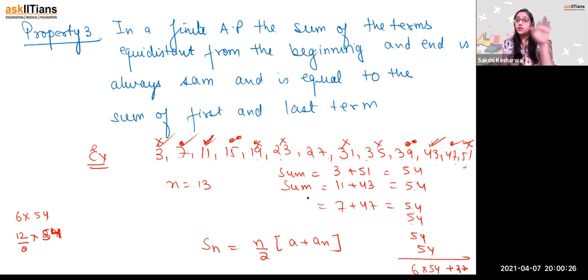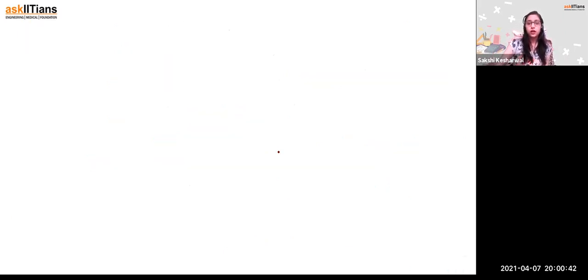Because there were 13 terms. If there had been an even number of terms, then you could just say it is equal to 54 times 12 by 2. But now there are an odd number of terms, so I'm writing it in this way. For an odd number of terms, it is n by 2, where n is 13, and there are how many 27s? So there are what?